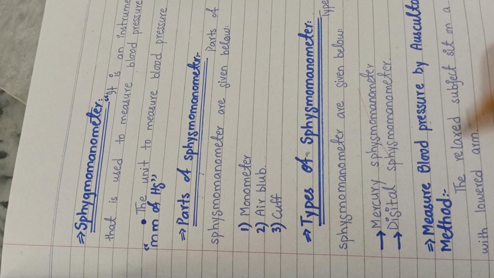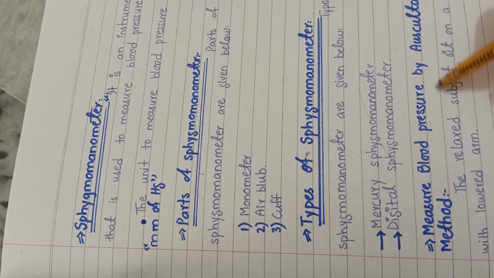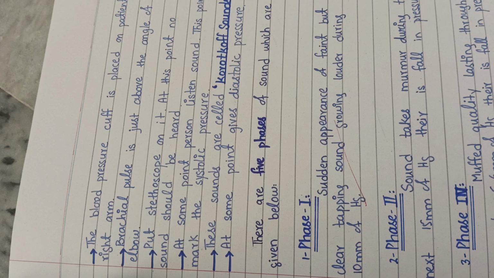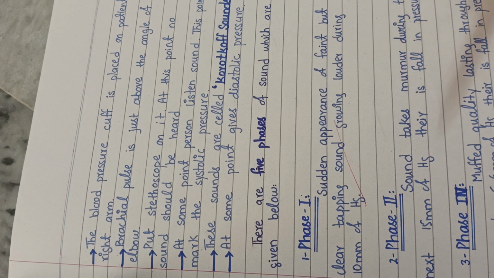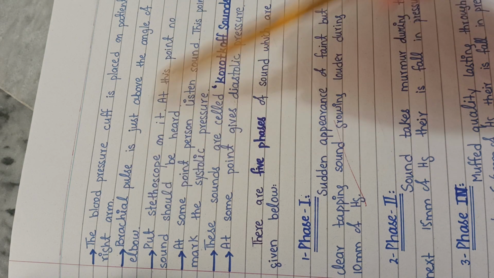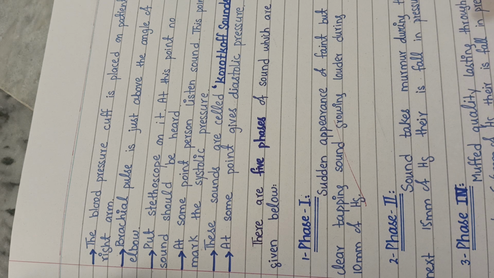Now we are going to discuss the method to measure blood pressure by the auscultatory method. For this you have to ask your subject to relax, sit on a chair and lower their arm. After that you place the cuff and tighten it around the arm, and the brachial pulse is just above the angle of the elbow. Now you put the stethoscope just below the cuff, and then you listen to the sounds.